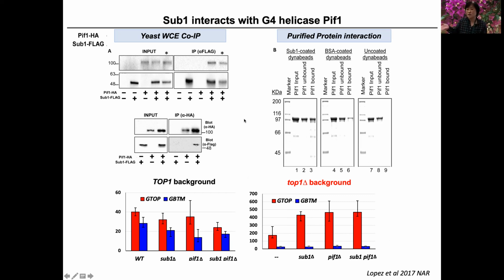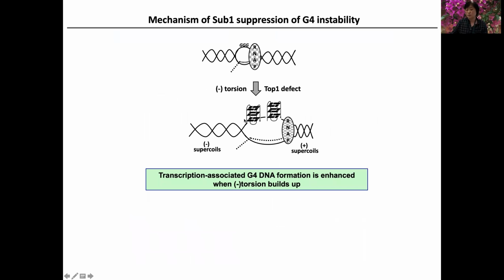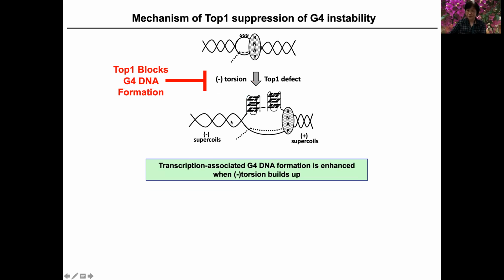And I should tell you that PIF1 is actually a DNA helicase that unwinds G4 DNA structure. So what we think is that Sub1 can bind to both the G4 DNA and PIF1. And by this characteristic, it helps recruit PIF1 to G4 DNA, where PIF1 can now function to unwind G4 DNA to suppress genomic instability associated with this.